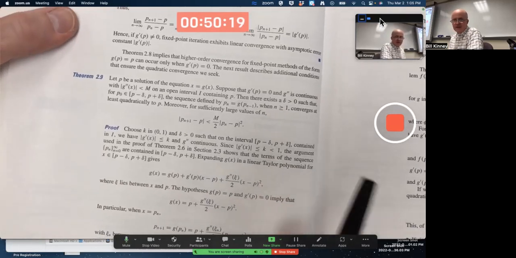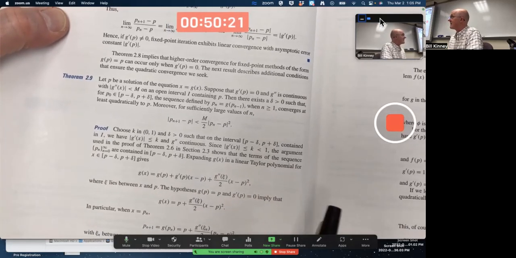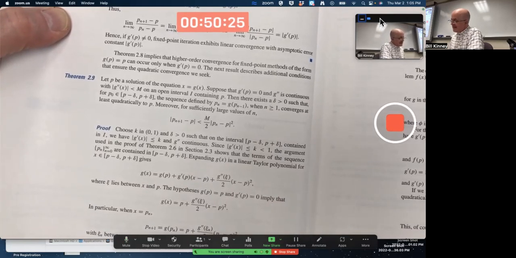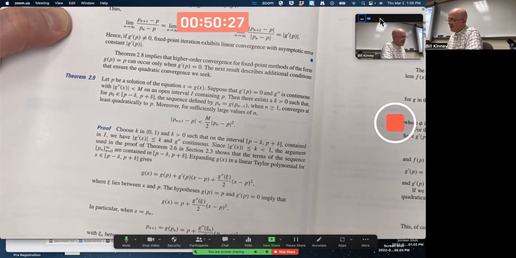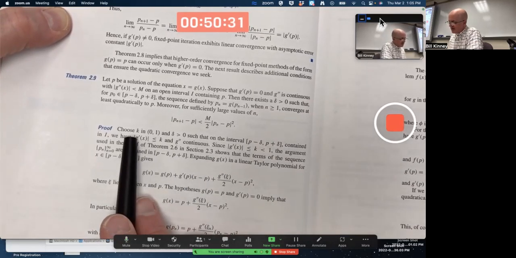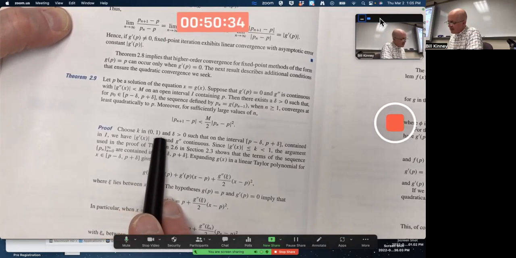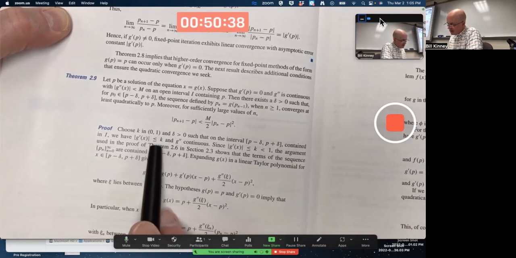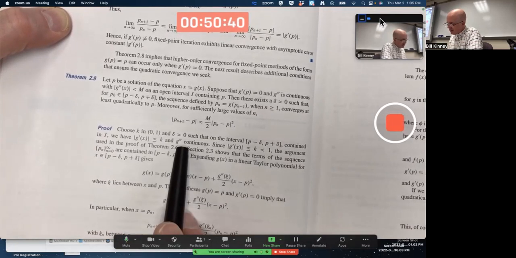Here's the proof, where you need to apply Taylor's theorem that I suggested you read briefly before class, which is really a generalization of the mean value theorem. Well, let's get going here. The start of it's similar. Choose K in the interval from 0 to 1 and delta so that on the interval, this is true, and G double prime is continuous. Why could we say all this?